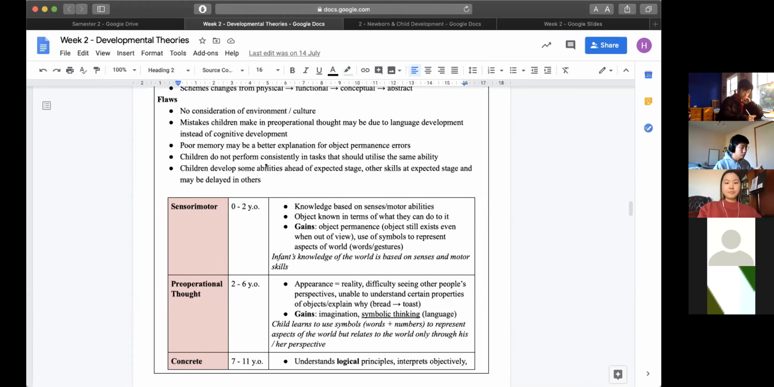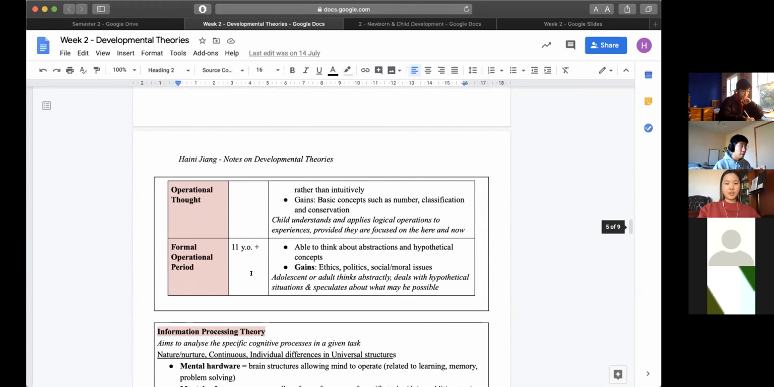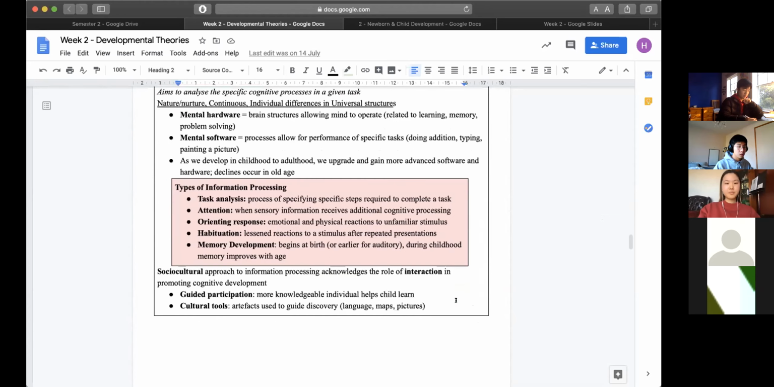You guys can read this. Once again, these are all the stages. And apparently you're fully developed once you're in the formal operational period from 11 years old plus, and there's no other staging after that. So it kind of doesn't really fit.